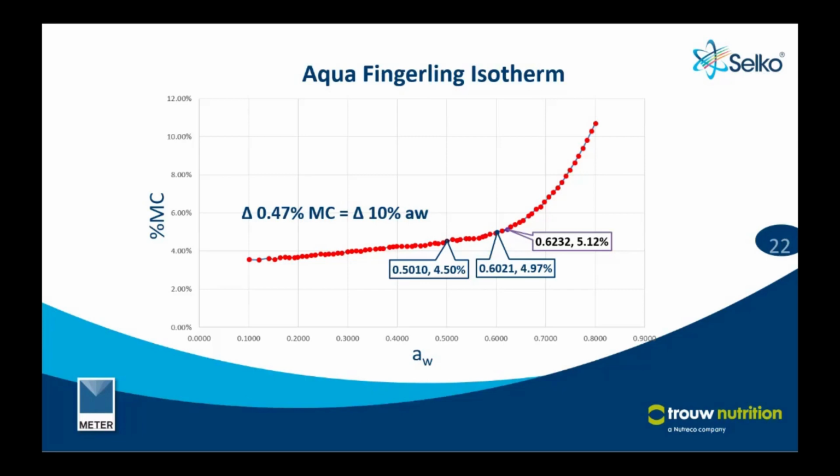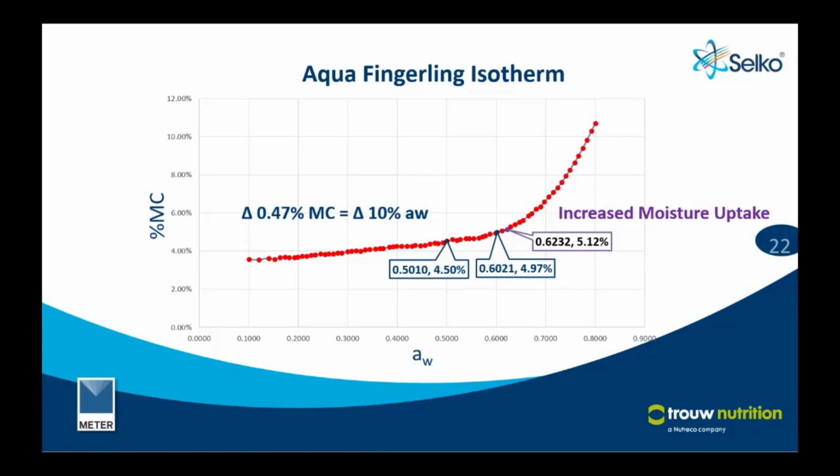And in particular, I also want to highlight the purple dot on the far right there. That data point at 0.6232 is where you might notice there's an increase of moisture uptake, meaning that as the fingerling feed is exposed to higher humidities in the ambient surrounding area, it'll start taking up a lot more moisture after this point.